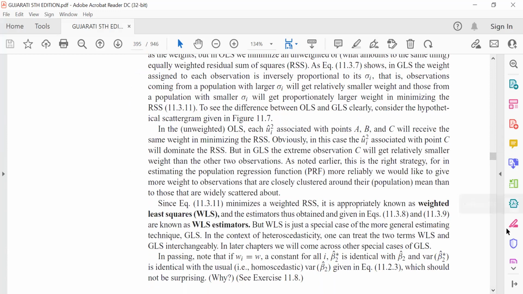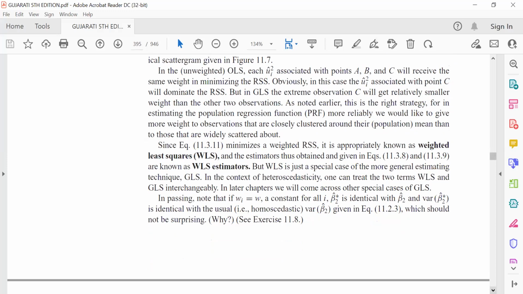Weighted least square, I explained this already. It's better to use this nomenclature for our model, weighted least square, WLS, not generalized least square.